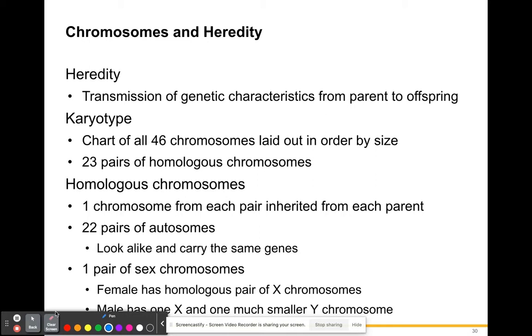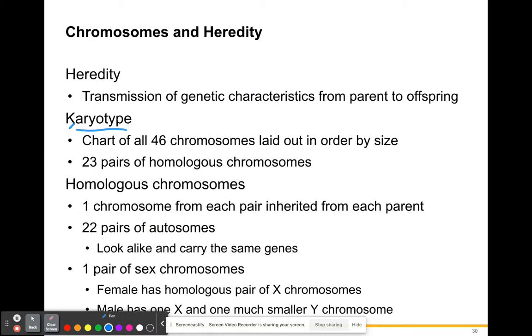You might get 80% mom and 20% dad. You might get 15% dad and 85% mom. You might get 4% mom and 96% dad. It's completely random. That's why we don't have two people in the world that are exactly alike. Not talking about twins and things like that. But that's what heredity is. It's the transmission of genetic information from parent to offspring.